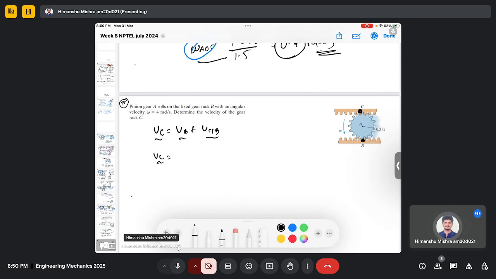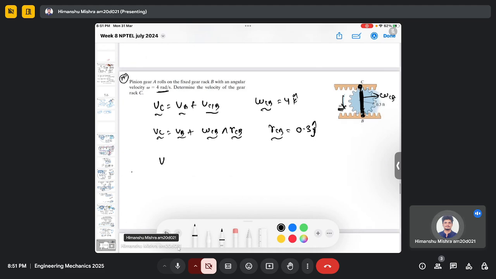So Vc equals Vb plus omega CB cross product with the displacement of CB. Now what is omega CB that we have been given, which is 4 rad per second, because this part is rotating with omega, so this is 4 in the z direction. And what is the displacement RCB? Basically this displacement RCB is the diameter of this gear, and this is 0.3 in the j direction.